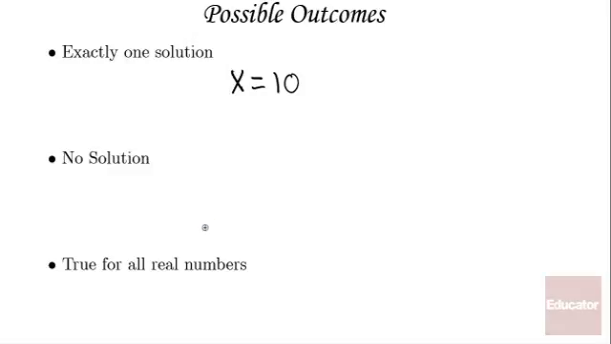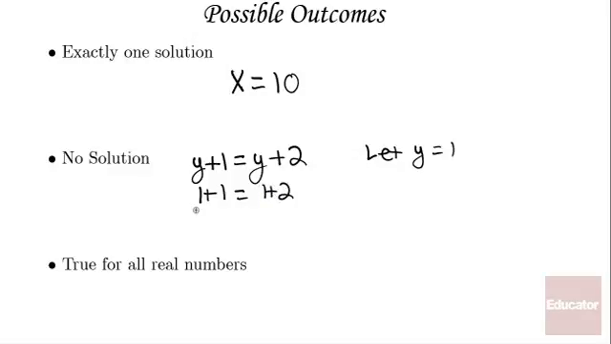The other possibility is there actually may be no solution. For example, if I look at y plus 1 equals y plus 2, there's not going to be a situation where this holds up. And you could use trial and error to examine this. Let's let y equal 1. Well, then that would give me 1 plus 1 equals 1 plus 2, which is clearly not true, because 2 does not equal 3. And you could try that with a bunch of different numbers.